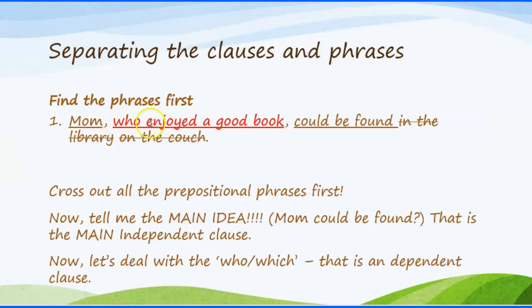This is the dependent who enjoyed a good book. Now, Mom could be is our subject and verb of the main clause, just like before. Who enjoyed is subject, verb. Then we can answer the question, Mom enjoyed what? Book, and that's a direct object.